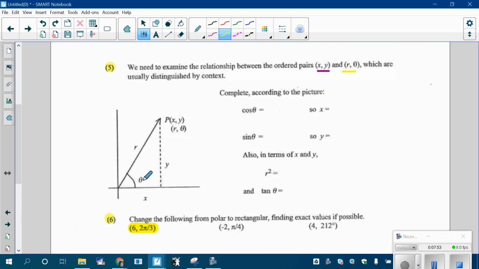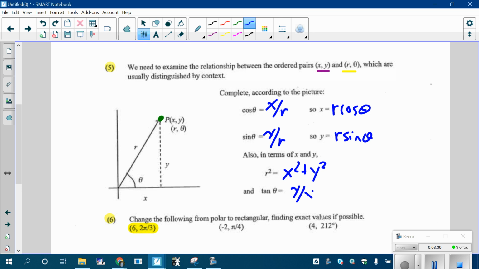So if you look at this picture, we can fill out a bunch of stuff. We have our angle theta, our radius r. That's why r is called r, because it's like a radius. And you simultaneously think about this point as being over x and up y. The cosine of that angle is x over r. The sine is y over r. So x equals r cosine theta, just doing a little rearranging, and y equals r sine theta. And by the Pythagorean theorem, x squared plus y squared equals r squared, and the tangent of theta equals y over x.